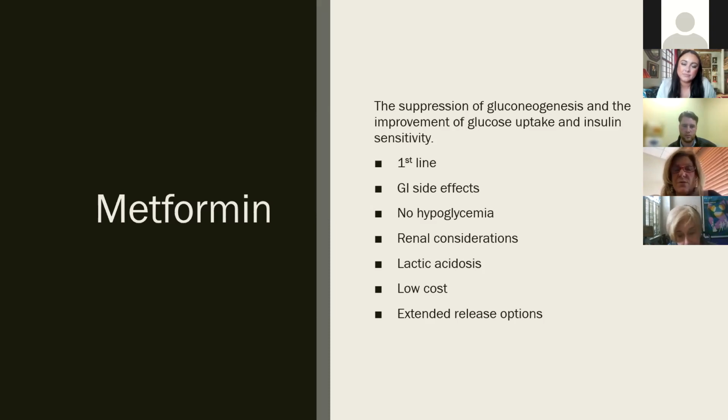Metformin is also obviously no hypoglycemia with it. That's huge for patients too, to make sure you're reiterating that to them and develops a confidence in the medication that they don't have to worry about that.